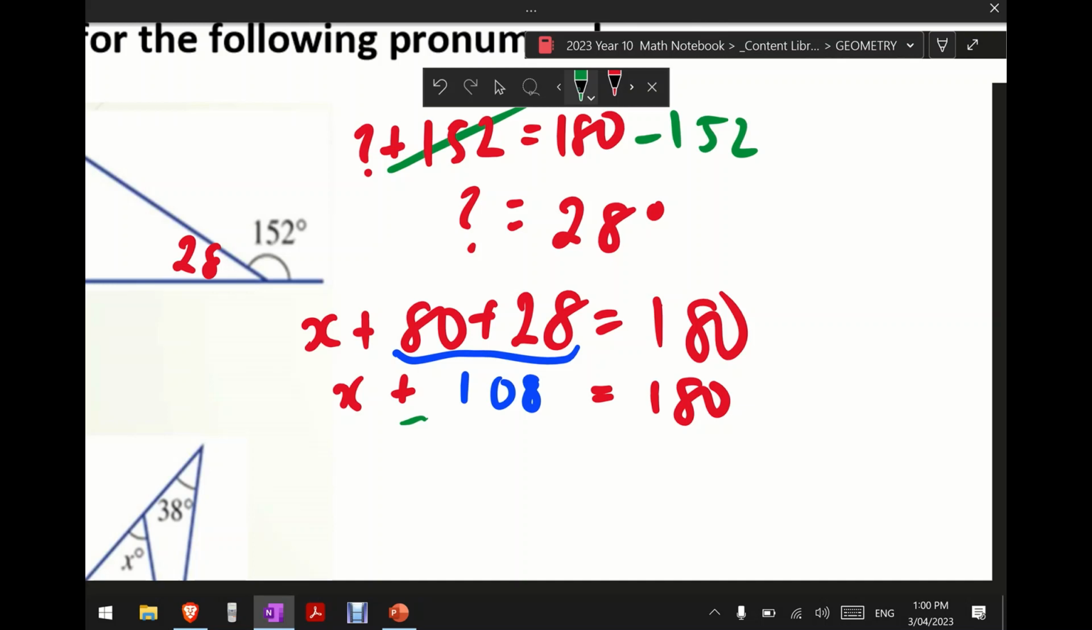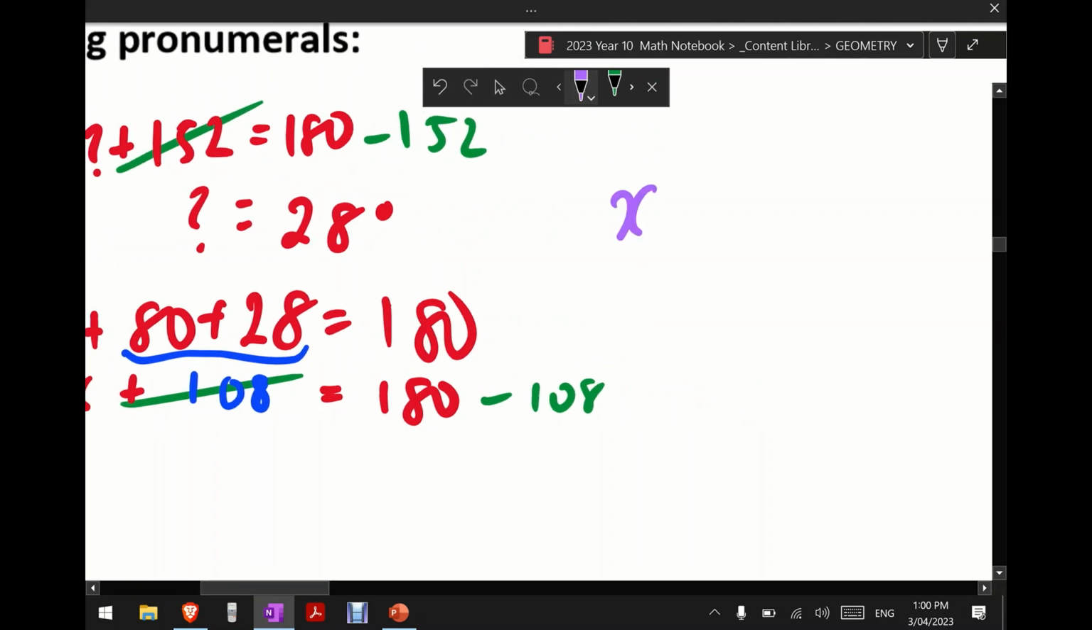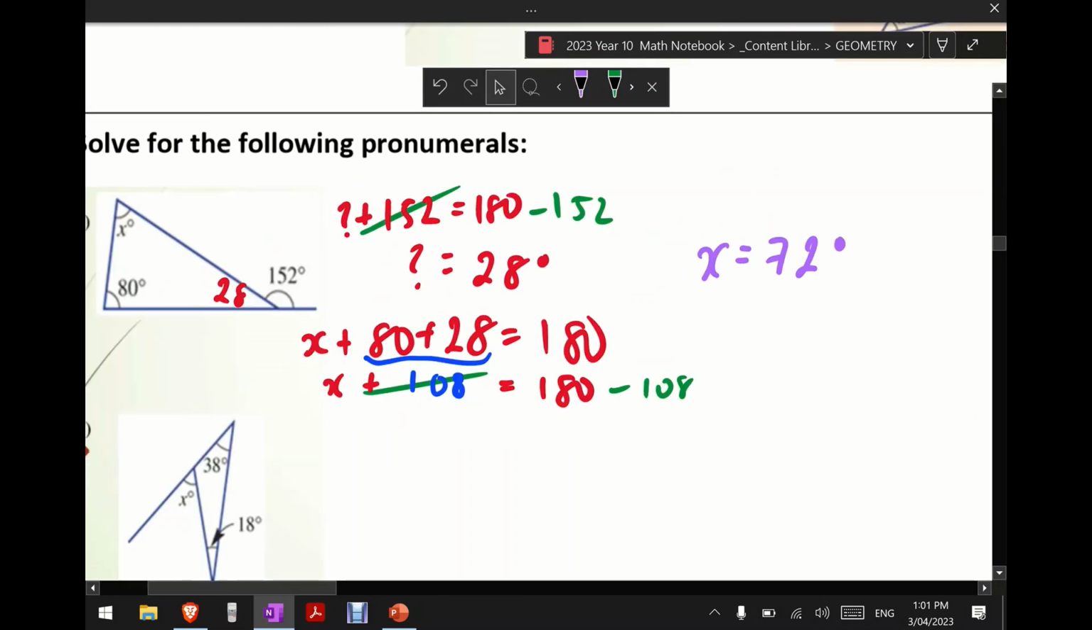So what's 180 take away 108? It is 72 degrees. And okay, we know that triangles all equal 180. So you literally just write triangle. Okay, because all triangles must equal 180. You have to have that reasoning.